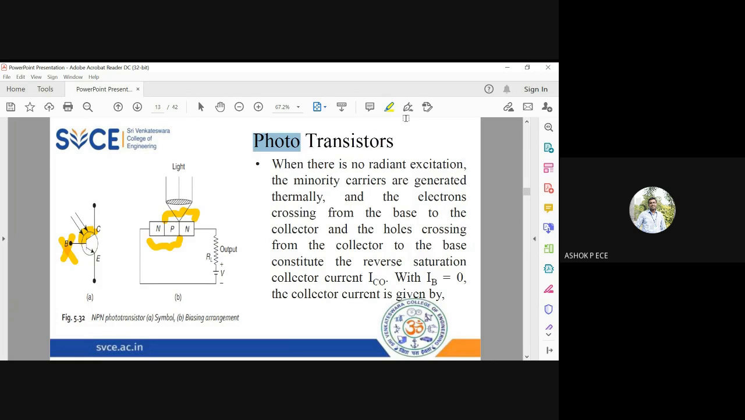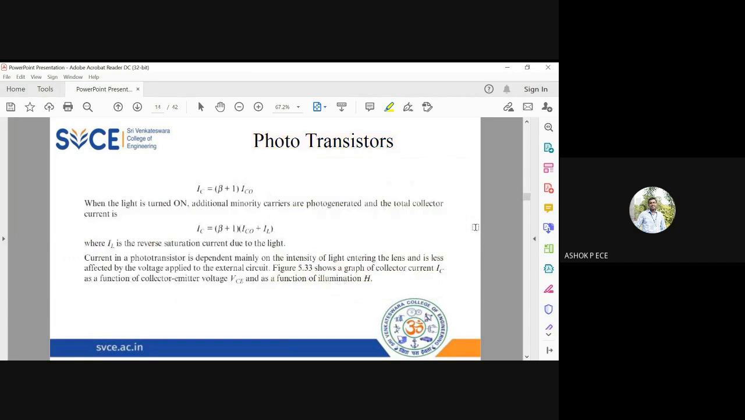Here also, when you don't radiate light on the collector base junction, you will have no photo current produced, but because of minority carriers, you will have the reverse saturation current IC naught flowing in the device, which are crossing the collector base junction. So that equation is the same as your transistor: IC equal to (beta plus 1) into IC naught.